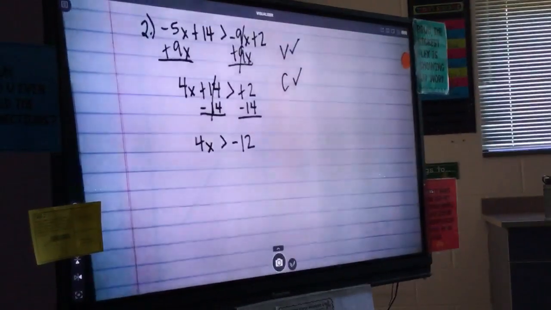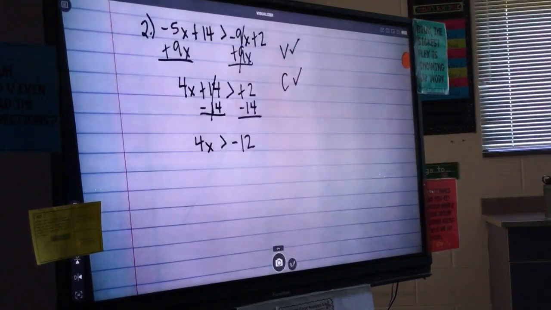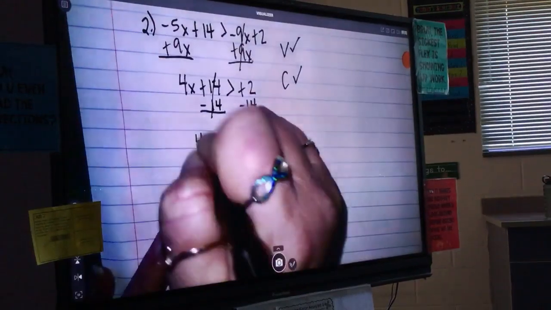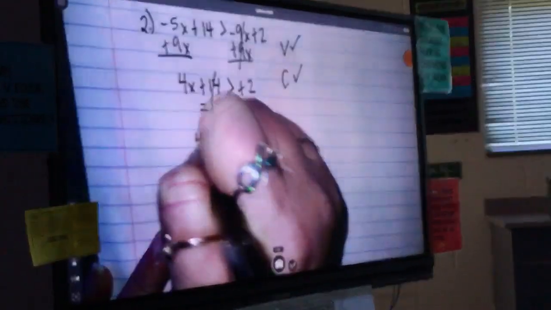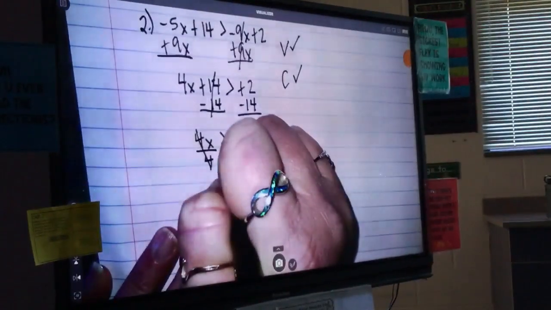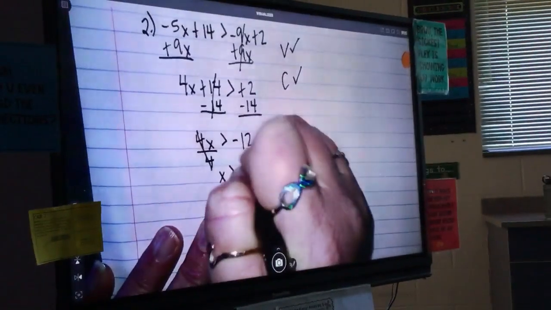And then from here, how do we solve this problem? Raise your hand. How do we solve this problem? Brielle. By 4. Yep. So I divide by 4 on both sides. X is going to be greater than negative 3.